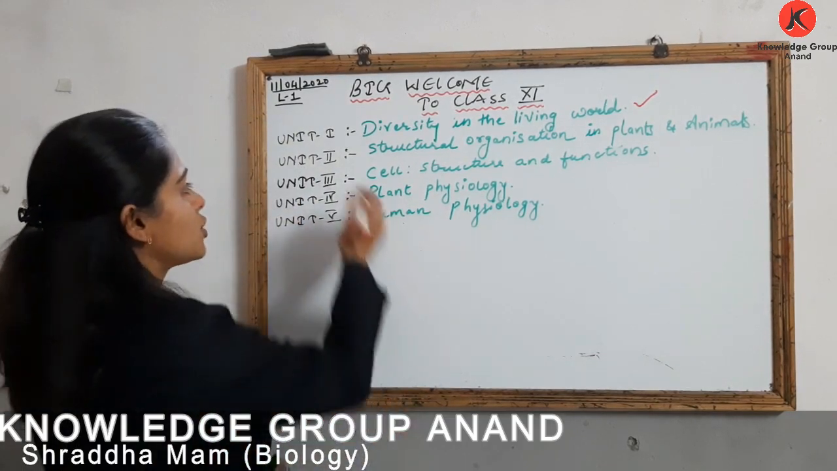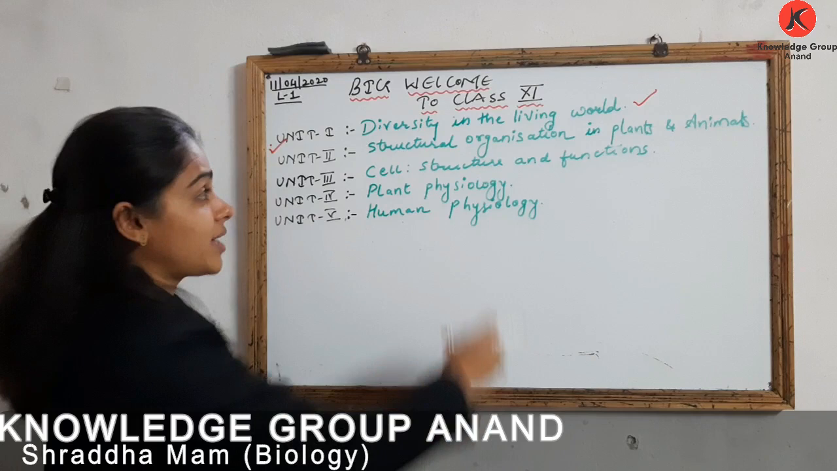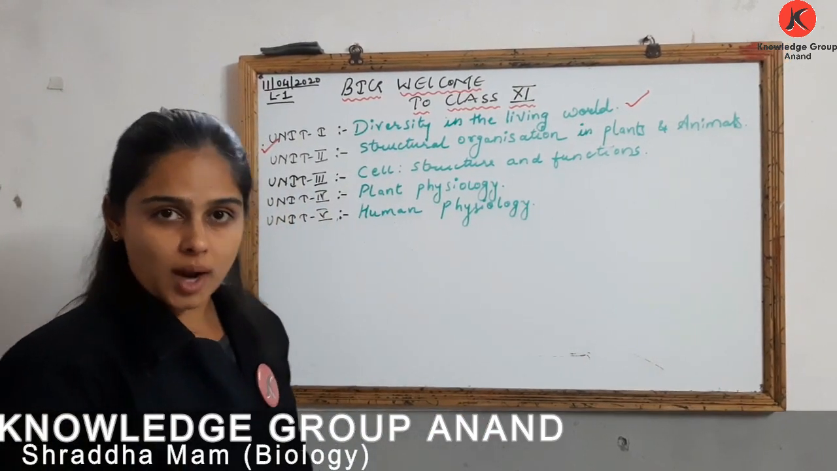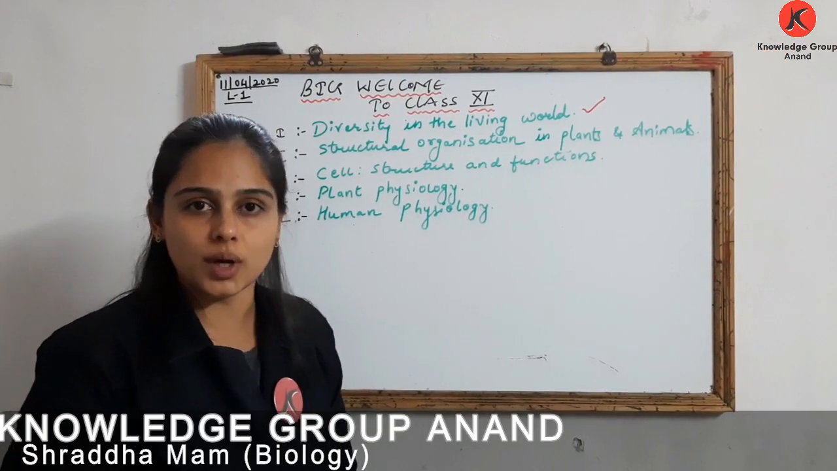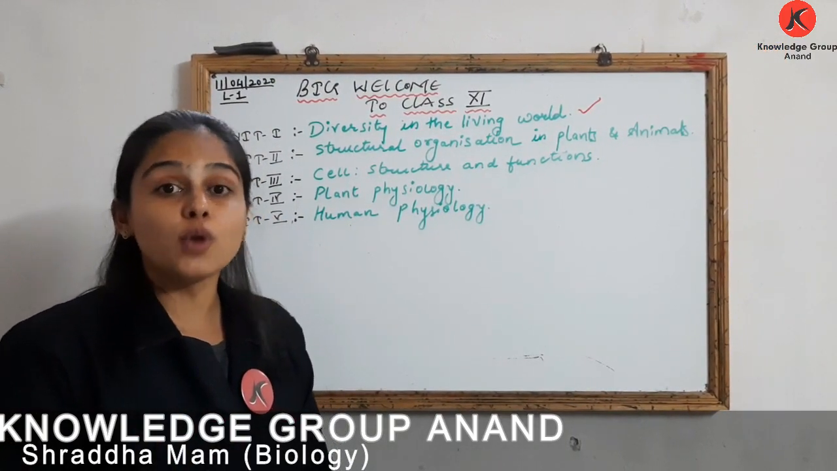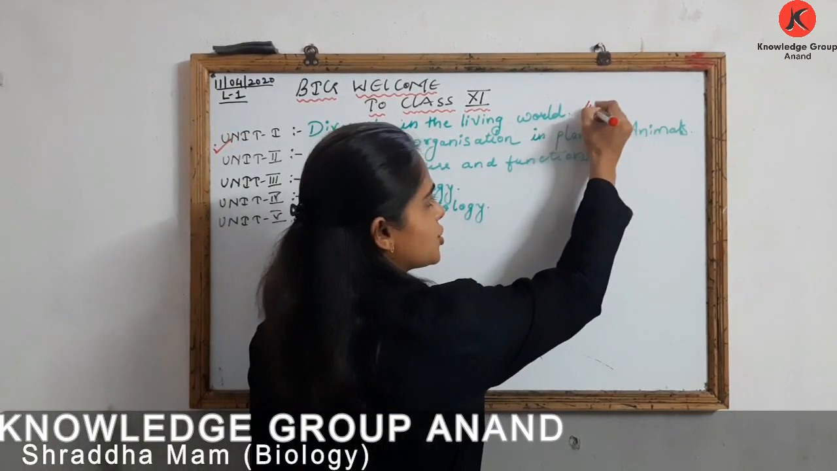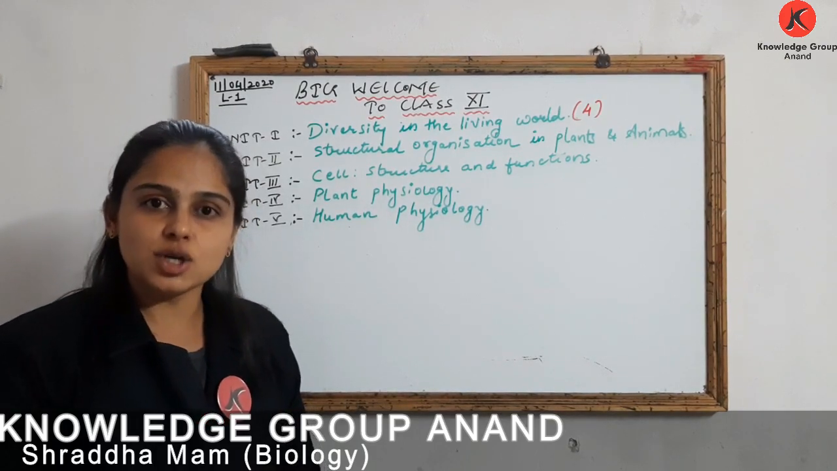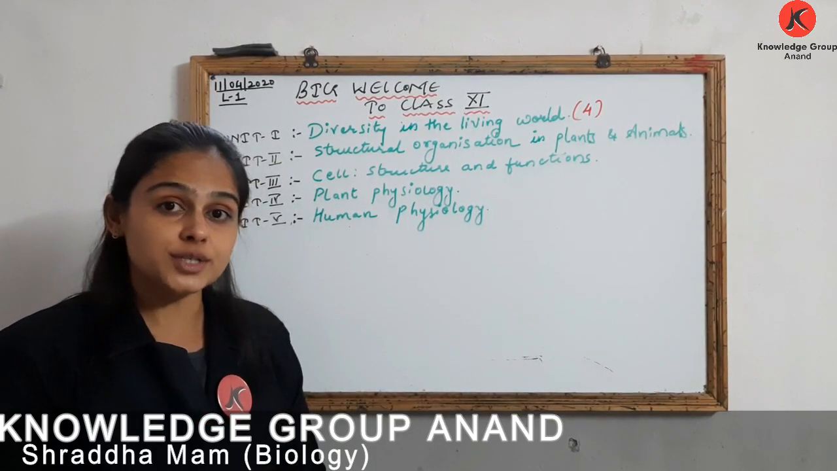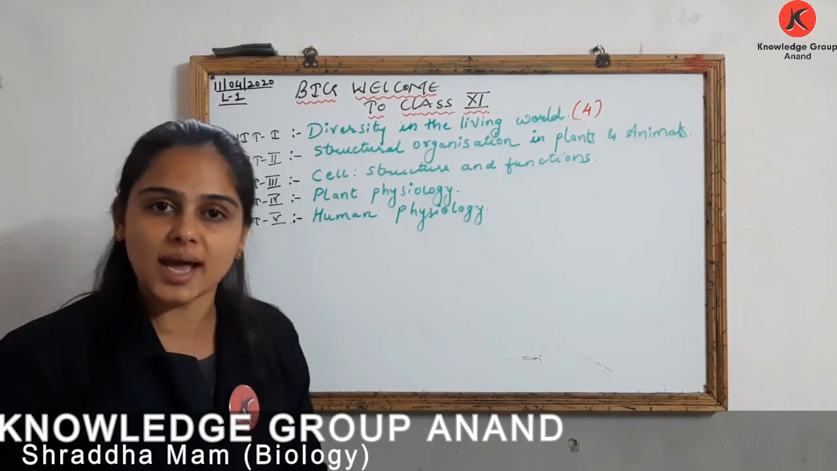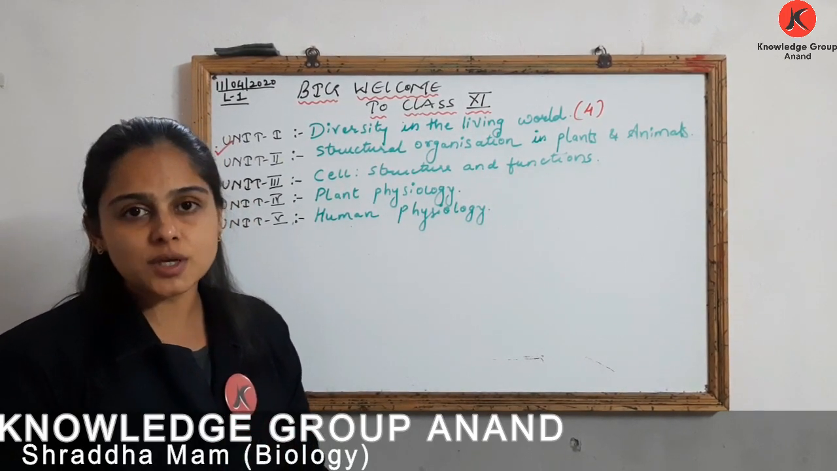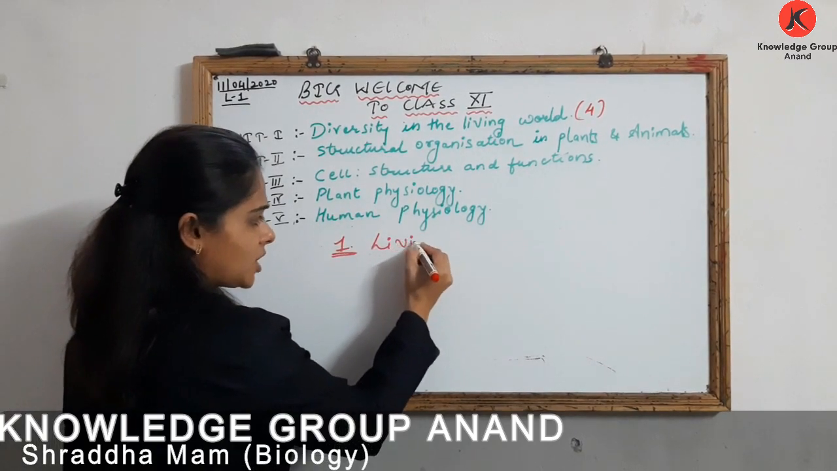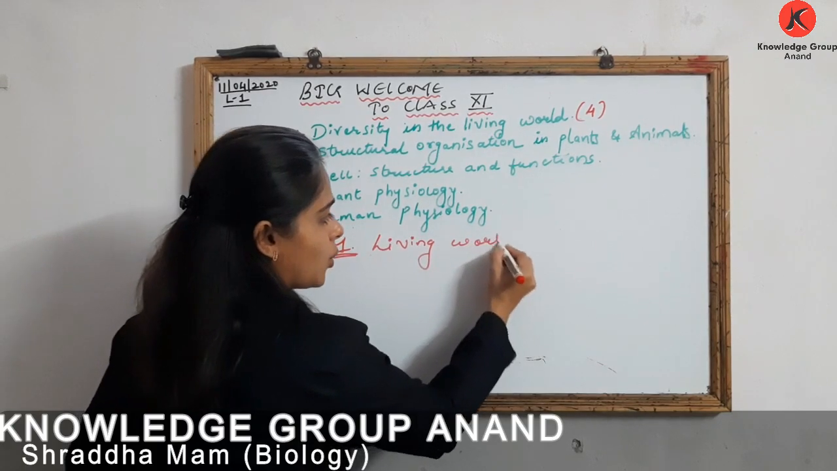Here we are starting with your unit 1, that is diversity in the living world. See, in this unit a total of 4 chapters are given: the first is living world, second is your biological classification, third one is your plant kingdom, and fourth one is your animal kingdom. Okay. From this, we are going to start with your chapter number 1, that is living world.